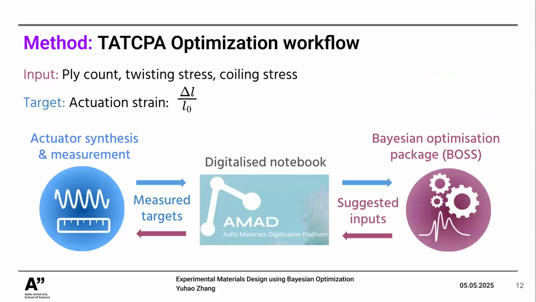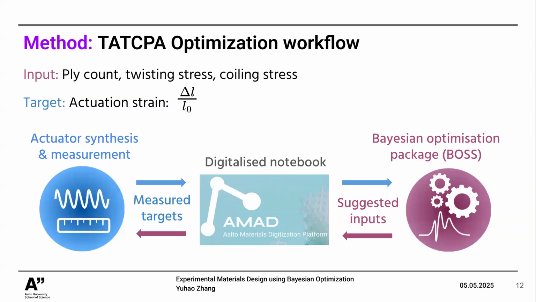Now, describing the workflow, because this is also an important part of our work. Again, the input conditions are the ply count, twisting stress, and coiling stress, and the target value that we get back is defined as the actuation strain, which is an engineering strain: the change in length over the initial length. So this is what we want to maximize.